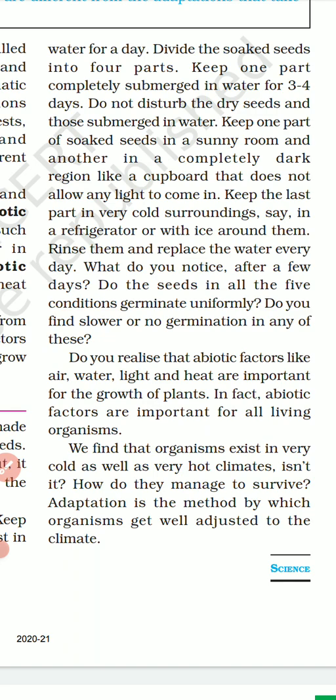Do you find slower or no germination in any of the seeds? So you have to check the dry seeds, the submerged seeds, the seeds which are in the sunny room, the ones in the cupboard, and the last one, the fifth one, which is in the refrigerator. Are all the seeds germinating? Are all of them germinating at the same time? Are all of them really germinating, or are some of them not germinating? Is it like that? That you have to check, children.